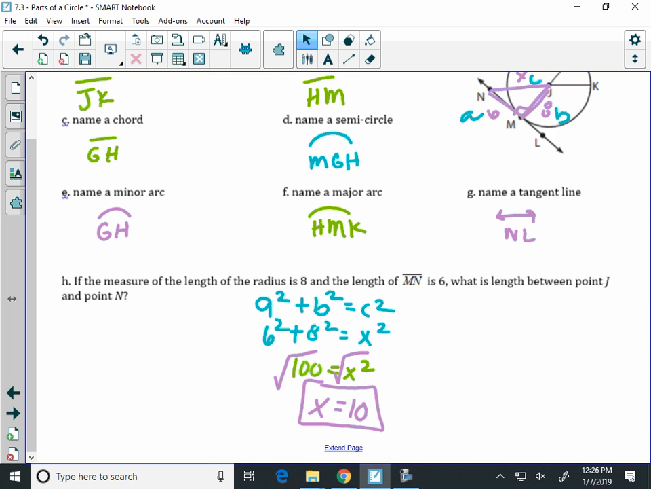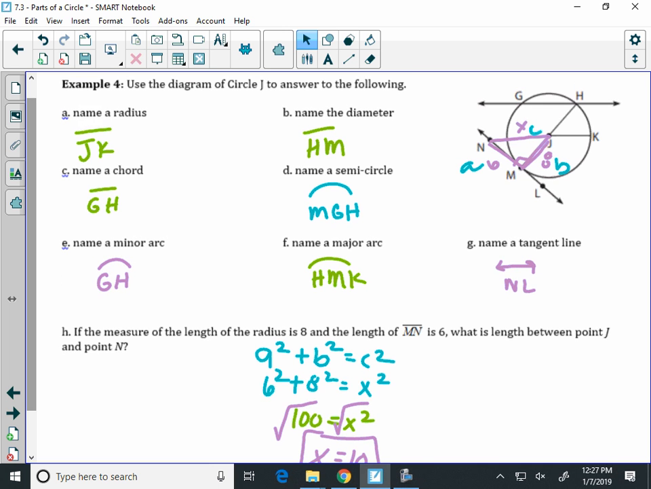Questions over that? Again, this is very similar to what your quiz is going to look like on Wednesday, all in one big problem. No questions? Okay. The rest of the time is yours.